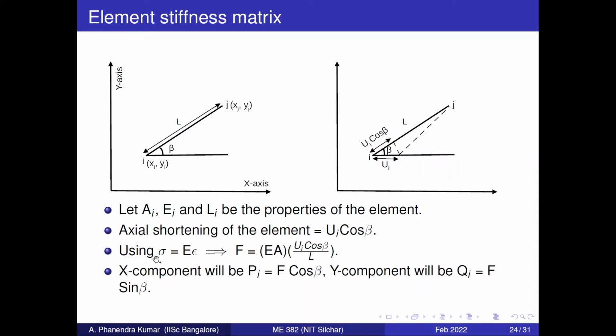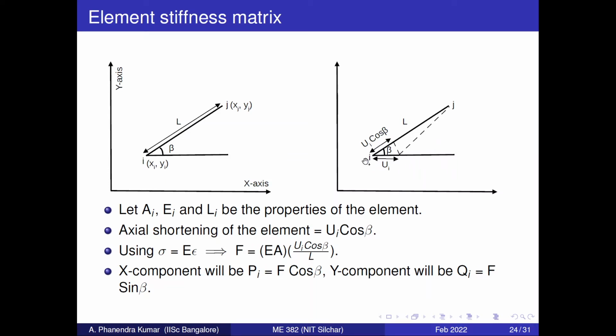Using the stress-strain relationship sigma equal to E epsilon, we can obtain epsilon as delta L by L, which is the change in length, ui cos beta by L. This is the strain, and E is the elastic modulus. Stress we can write as the force developed in the member divided by the cross-sectional area of the member. Using this formulation, we can obtain the final force that will be developed in the member as EA ui cos beta by L.